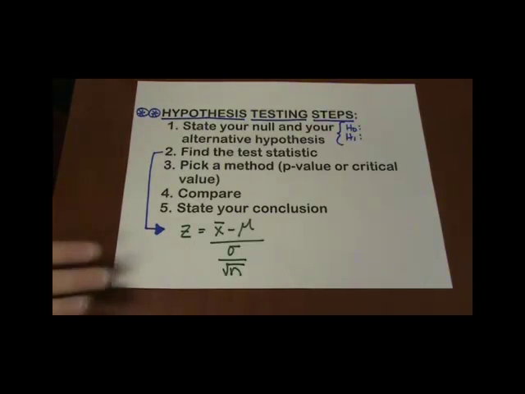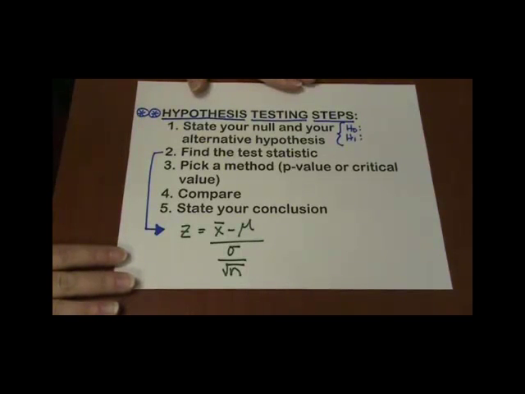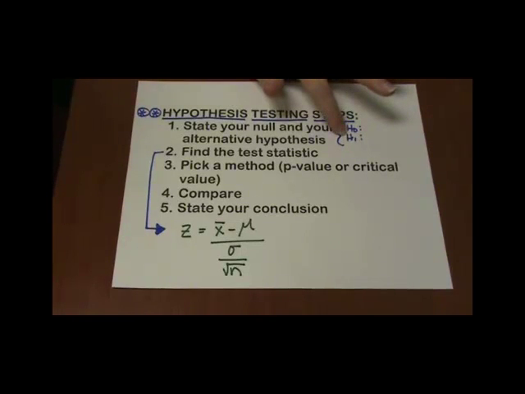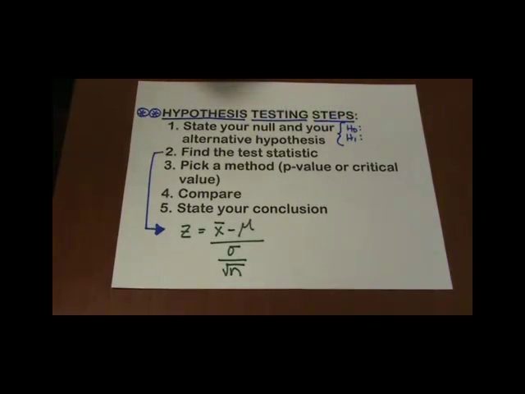The first thing I'm going to show you is your hypothesis testing steps. Okay, these are the 5 major steps you do for any type of hypothesis testing. Number 1, always state your null and your alternative hypothesis based on your problem. Your null is H sub 0, your alternative is H sub 1. Some books call this H sub A. Not a big deal. Number 2, calculate or find your test statistic.